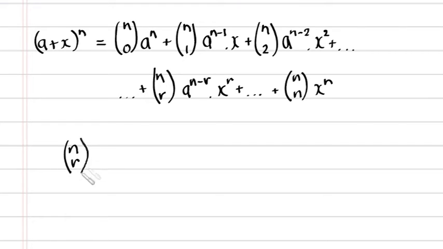So the expression n choose r objects can also be written as nCr. By definition, nCr is n factorial over r factorial times n minus r factorial.